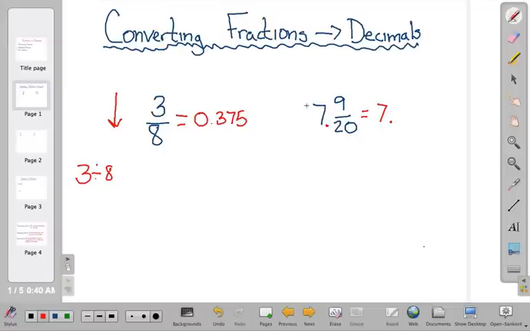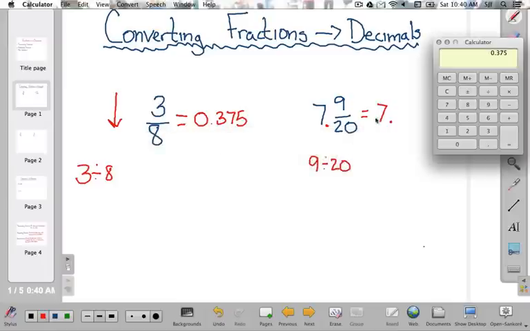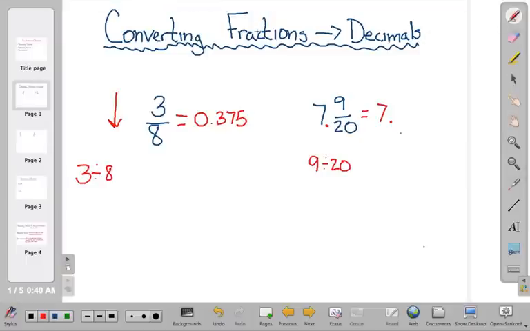So remember, we read this going down. So it's going to be 9 divided by 20. And again, I'm just going to get my calculator out. Remember to clear it. And I'm going to put in 9 divided by 20, and push the equal button, and it's 0.45. So that means the 45 is going to go after the decimal point here. So that means 7 9/20 is the same as 7.45.